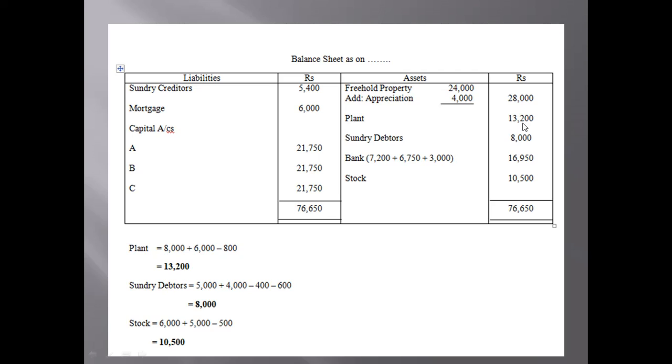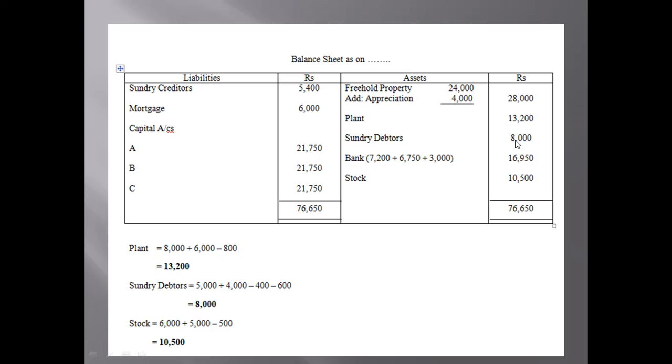Similarly for debtors, in the balance sheet, it was 5,000. C is bringing 4,000 of debtors. Together it will be 9,000. And we had a bad debt of 400 rupees. So it should be subtracted from 9,000. It will be 8,600. Sorry, I said 9,600. It is 8,600. Now again subtract the provision from it. So 8,600 minus 600, it will be 8,000. So we write the amount for debtors here, 8,000.